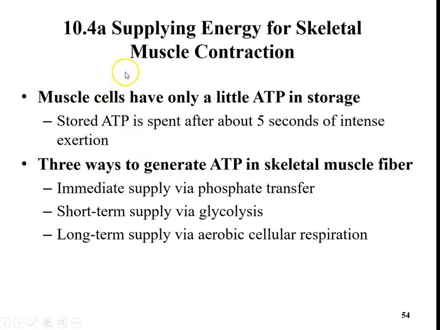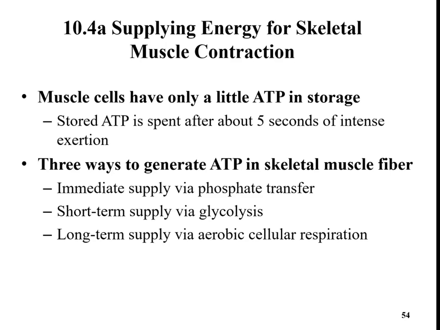Okay, so how is energy supplied for all of this muscle contraction? Muscle cells themselves only have a little bit of ATP in storage. After about 5 seconds of intense exertion, all that stored ATP is going to be spent. Now, there are 3 different ways to generate ATP in skeletal muscle fiber. And remember, we're talking about skeletal muscle, not cardiac muscle, not smooth muscle. This is only skeletal muscle.